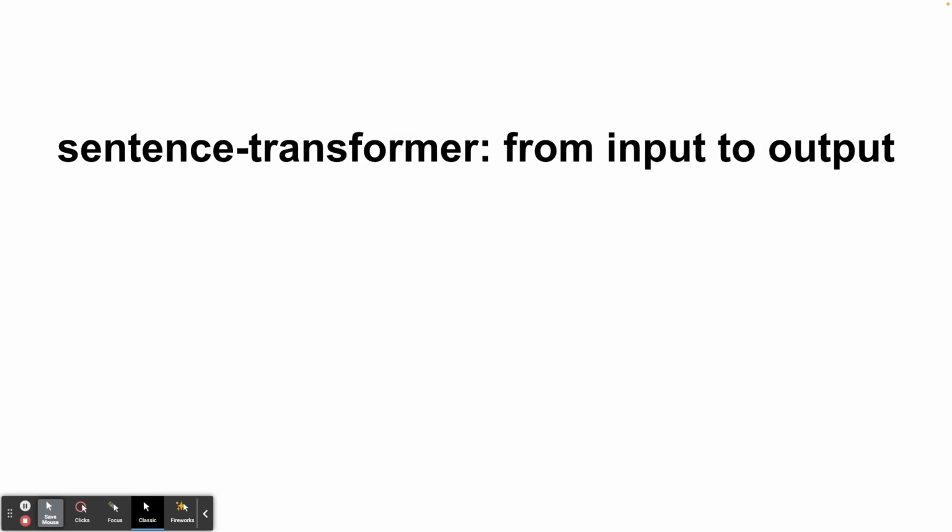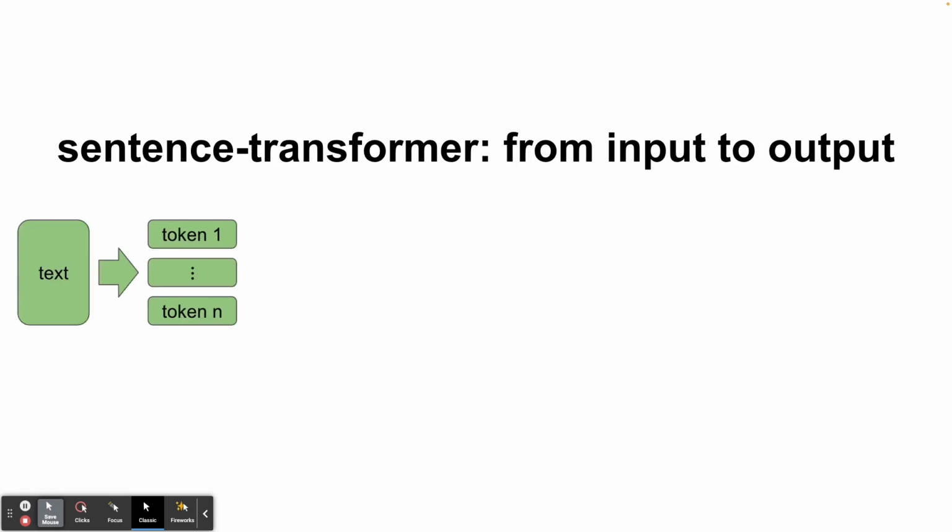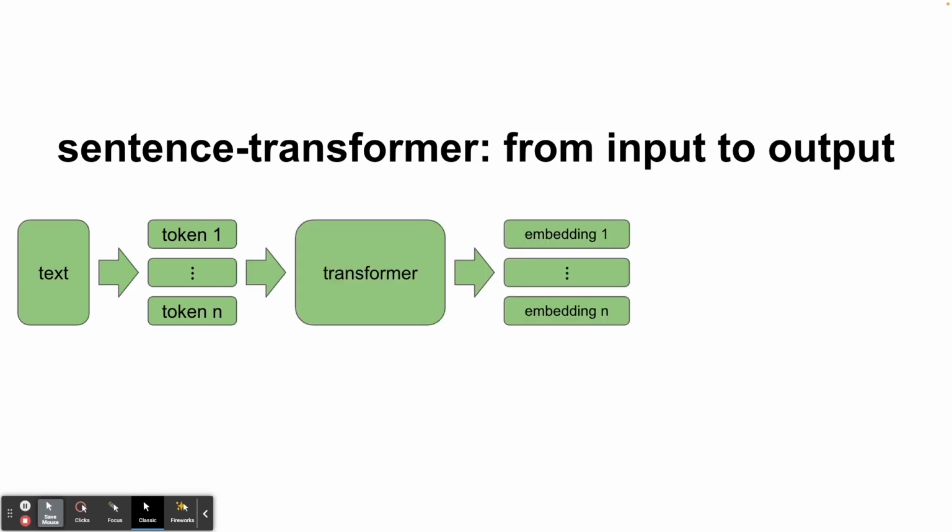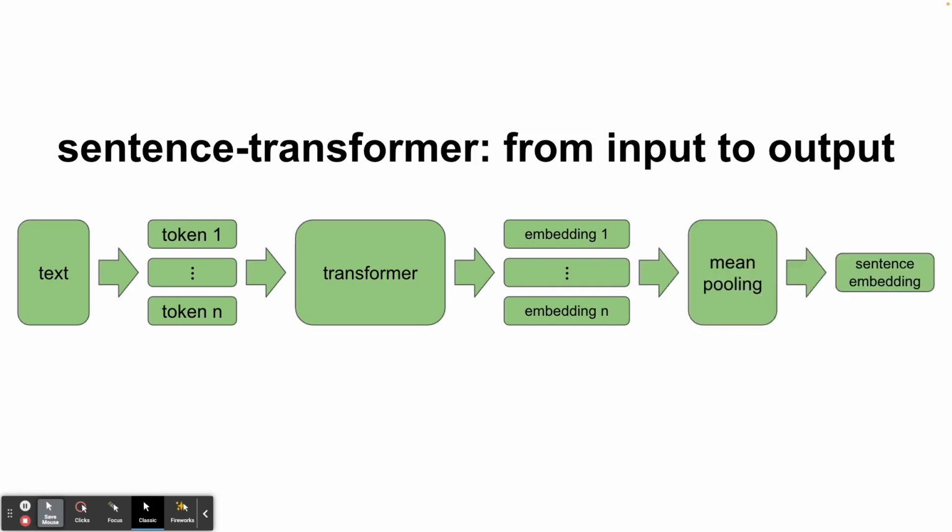To start, here's a quick walkthrough of how sentence embeddings are produced. The text will go into the tokenizer, it'll get tokenized, and those tokens will get turned into embeddings. Those will go through the transformer. Now you have contextualized embeddings, and then you'll average all of these through mean pooling to produce one sentence embedding.